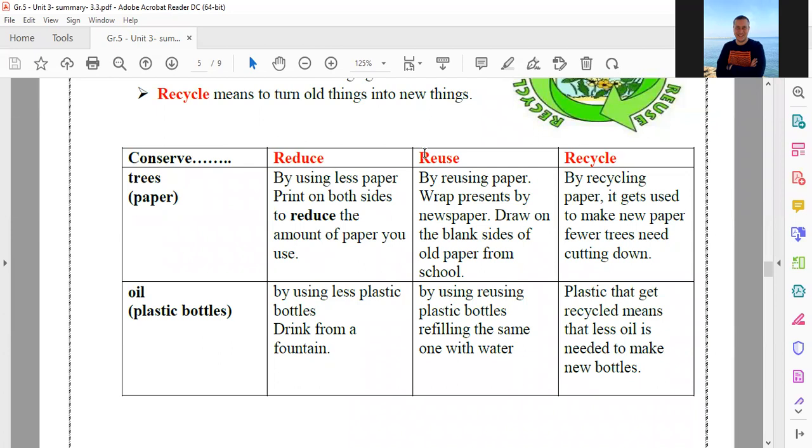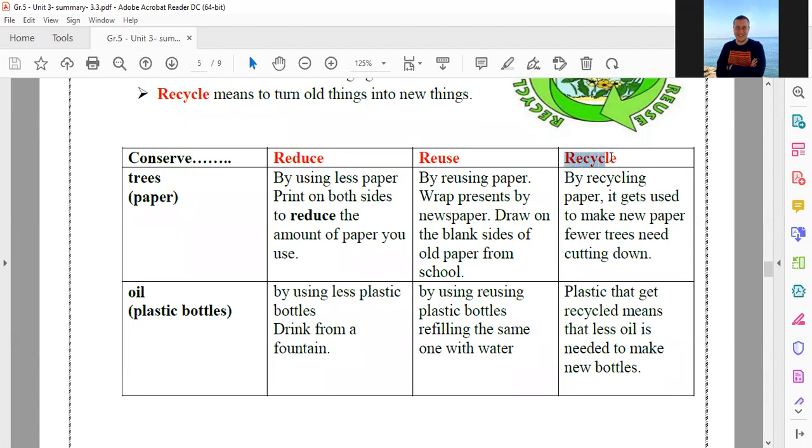Also, what about reusing? When you wrap a present, you can wrap it in a newspaper instead of new paper. Also, draw on the blank sides of old papers from school. If you have some old papers and the back of it is empty, you can draw on it or use it. This is the reuse.